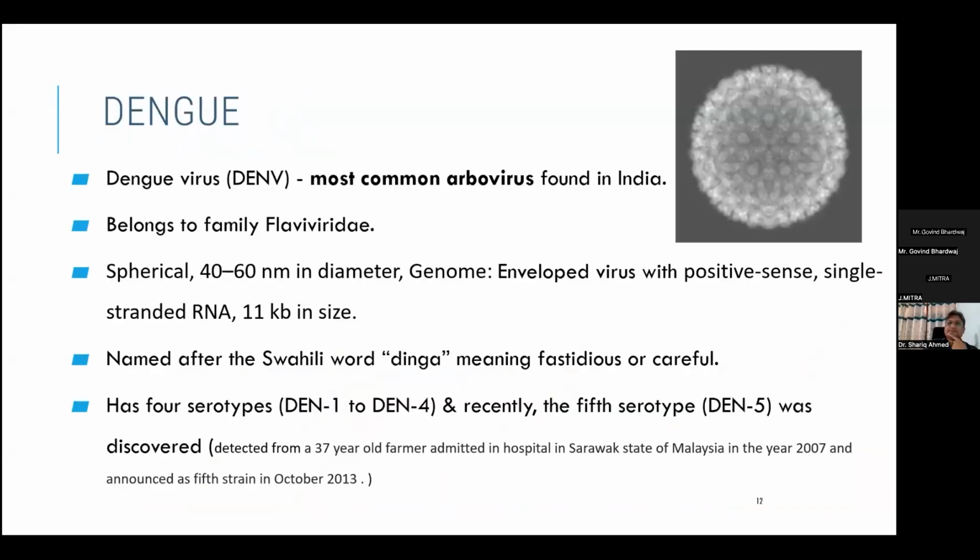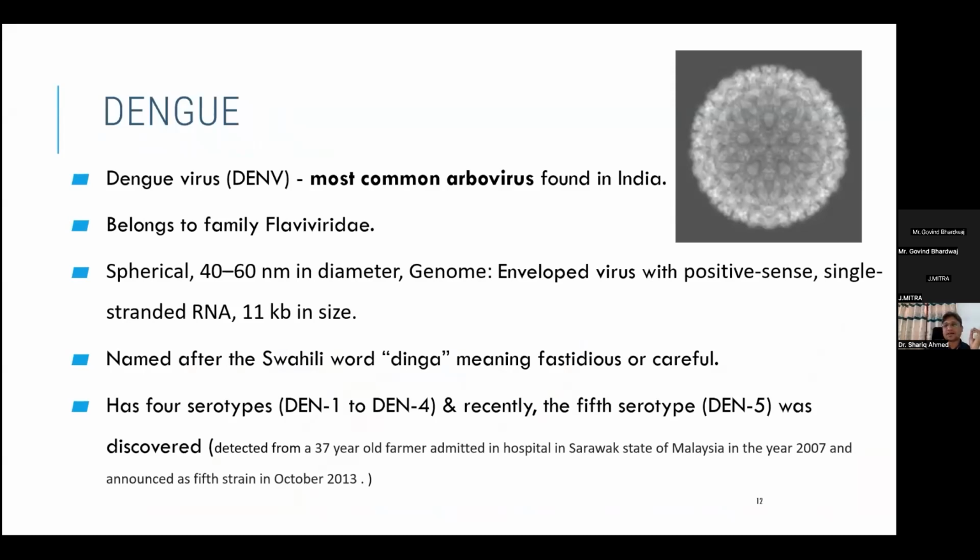So what is dengue? Dengue is the most common arbovirus found in India. It is a spherical virus particle, 40 to 60 nanometers in diameter, and the genome is an enveloped virus with a positive-sense single-stranded RNA, 11 kilobases in size. Dengue comes from a Swahili word, denga, which means fastidious and careful.